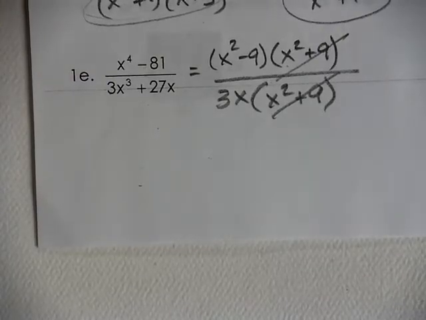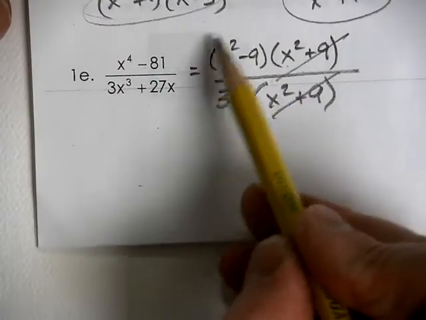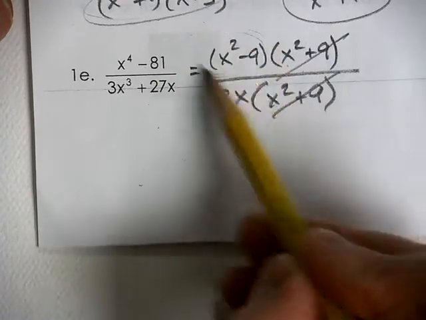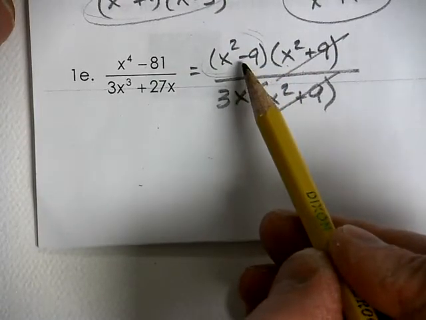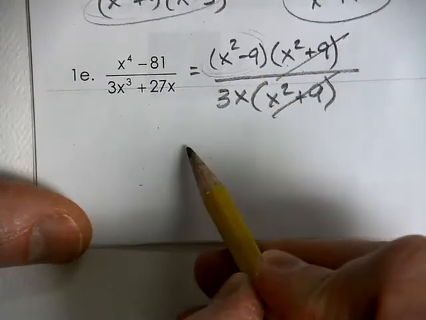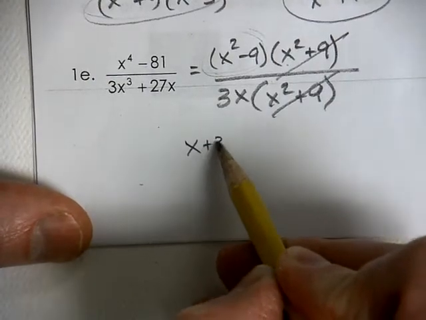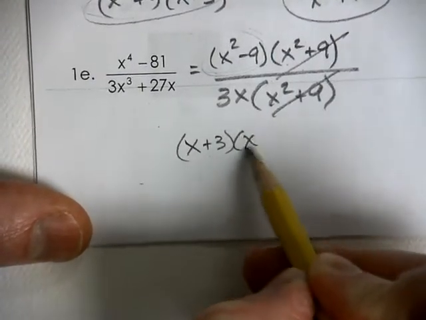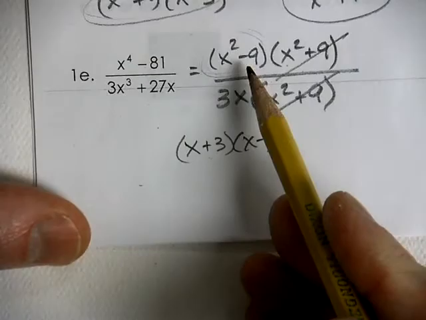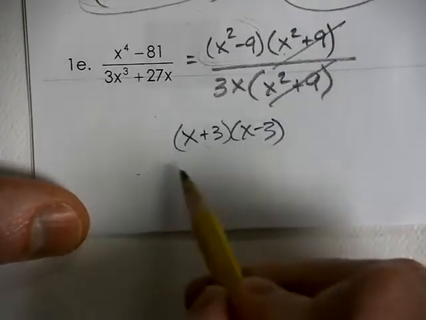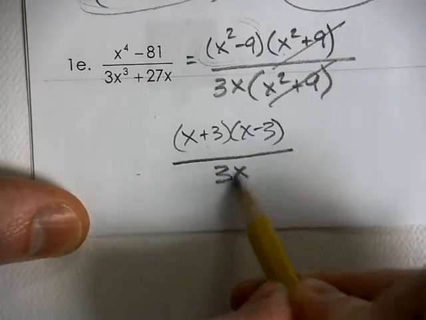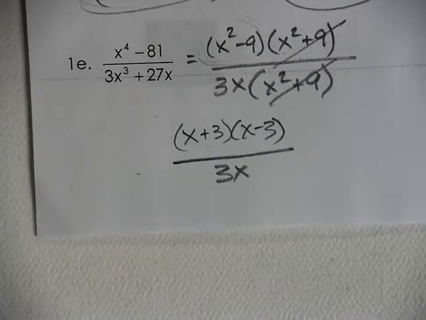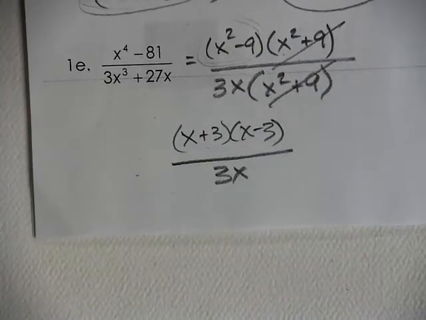Now, it doesn't overly help us in this case, but this here is the difference of two squares. This can be broken down into x plus 3, x minus 3. The denominator, there's nothing else we can do with it. You can't reduce anything.